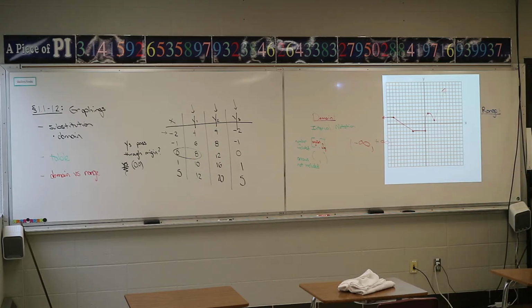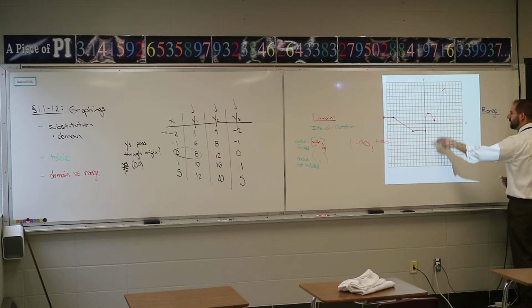Okay, the range of this problem. The range is going to be the Y numbers now. And it's the same concept. If it's included, you use a bracket. If it's an arrow or not included, like open circles, you use the parentheses. So on this, we're using Y numbers now for the range.